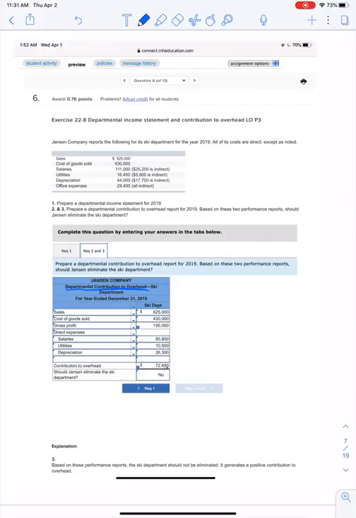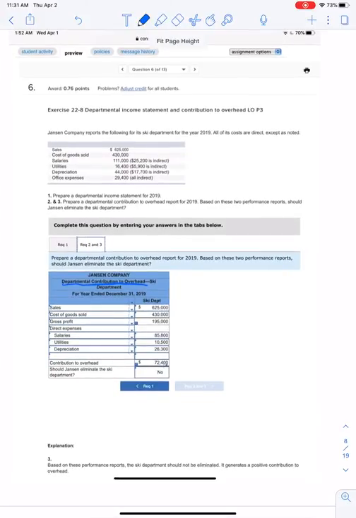Now, where does the change come in? Well, the change comes in because now instead of looking at operating expenses, we are looking at direct expenses. You say, well, why do we only care about the direct expenses? Well, that's a great question.